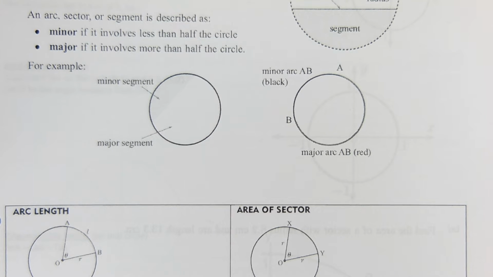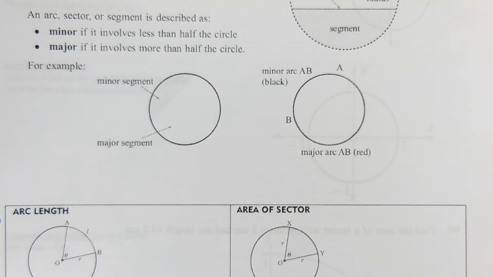We can describe arcs, sectors, and segments as major or minor. And that literally just means, was it more or less than half of the circle? Minor means less than half the circle, major means more than half the circle. Of course, exactly half a circle would be called a semicircle.